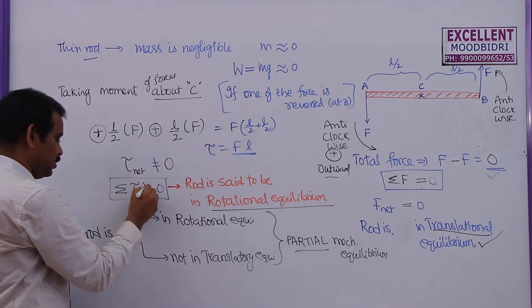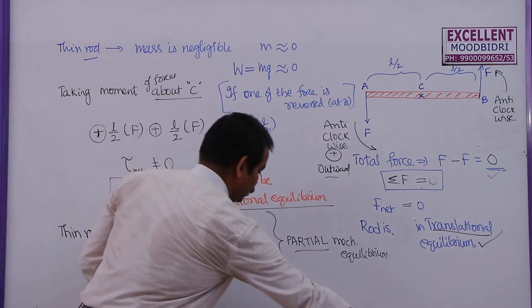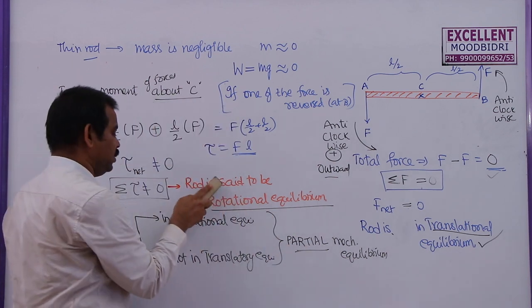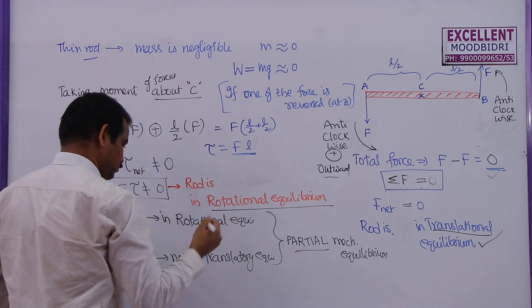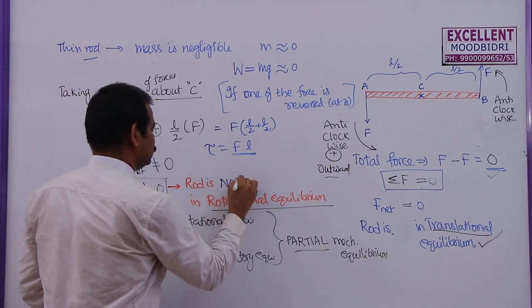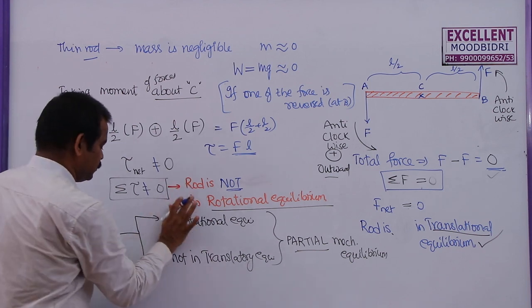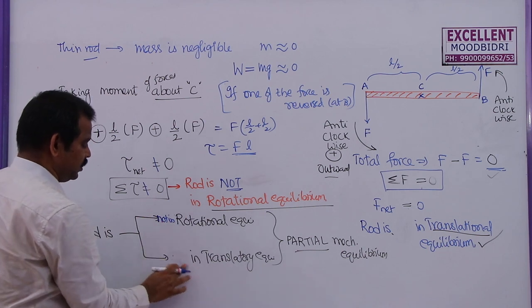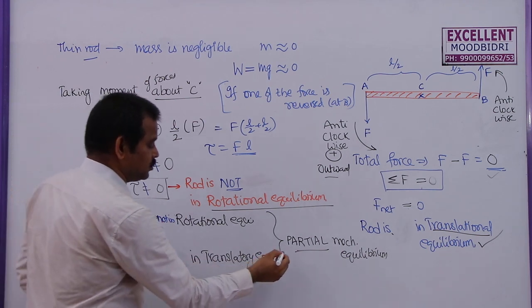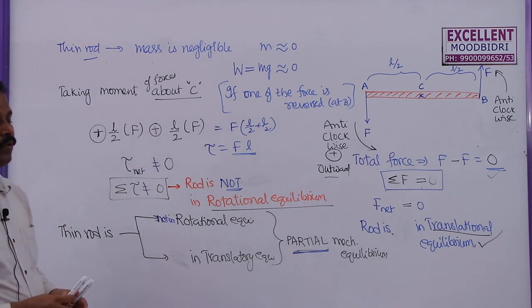When sigma torque is not equal to 0, then the rod is said to be not in rotational equilibrium. This rod is not in rotational equilibrium. So now, in this case, this thin rod is not in rotational equilibrium, but it is in translatory equilibrium. Then also this rod is said to be in partial mechanical equilibrium.